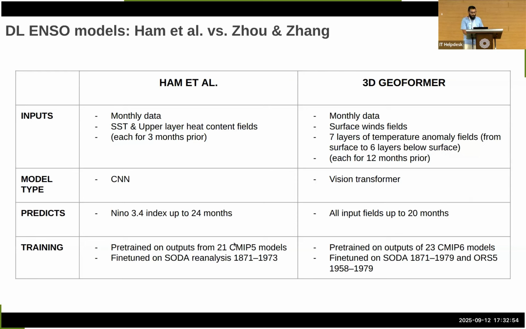data. Ham et al. took model output from 21 CMIP5 models. Zhu and Zhang took 23 CMIP6 models. That is a lot of data, because there you have thousands of years of data with hundreds and thousands of different El Niños and La Niñas, right? You pre-train on that, and then you fine-tune on a small subset of the reanalysis data. And then you can issue predictions for the rest of the reanalysis period. So that is the standard setup.